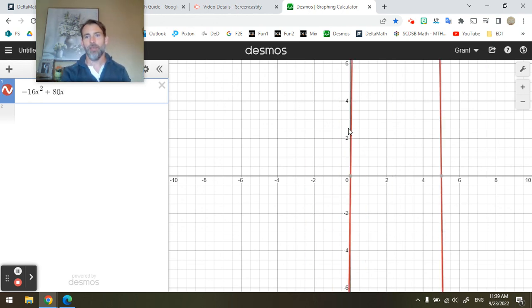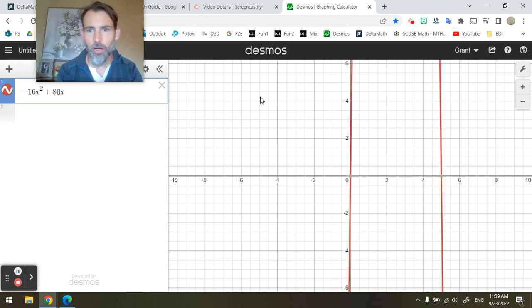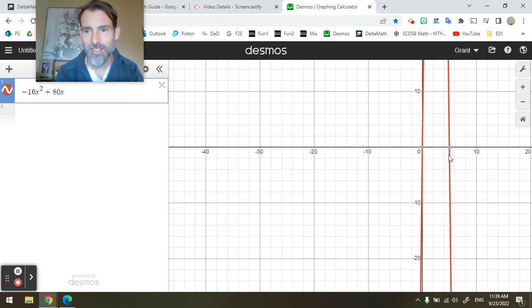Boom, there it is. Okay, so we could restrict the domain here to say that y is greater than or equal to 0, but we'd really be being fancy there. Why didn't that work? Strange. Anyway, we're not going to worry about that. We don't need to be too fancy. Oh, look, it stayed in the air for 5 seconds.